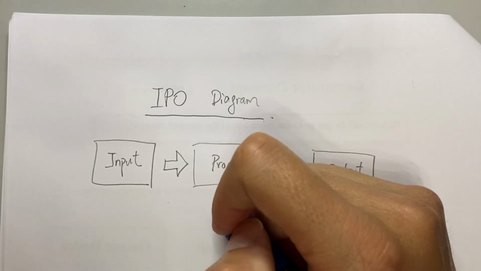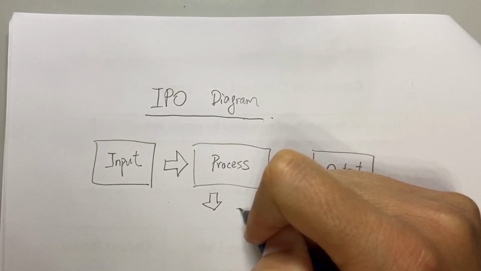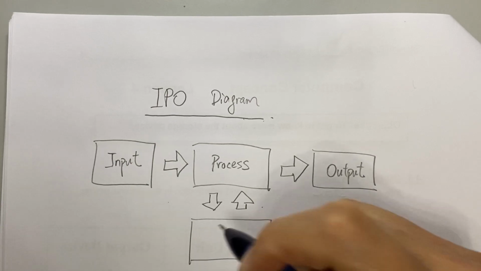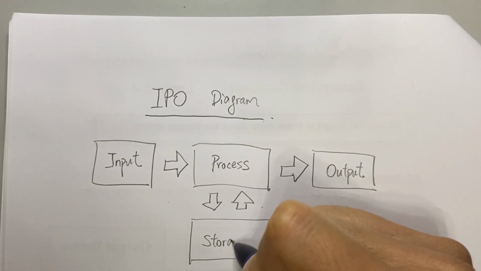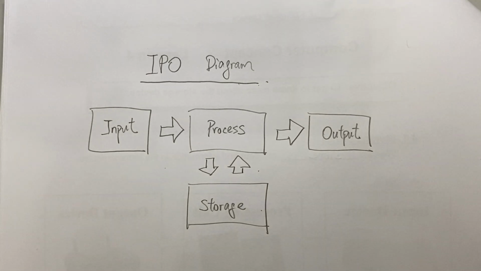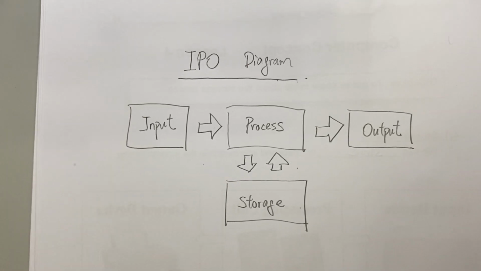Of course, you know that after you learn the new things, we have two different directions. You can store the data, or you can call the data out from the storage device. So the IPO diagram now looks like this. So this is a conclusion of what you have learned about the computer concept right now.